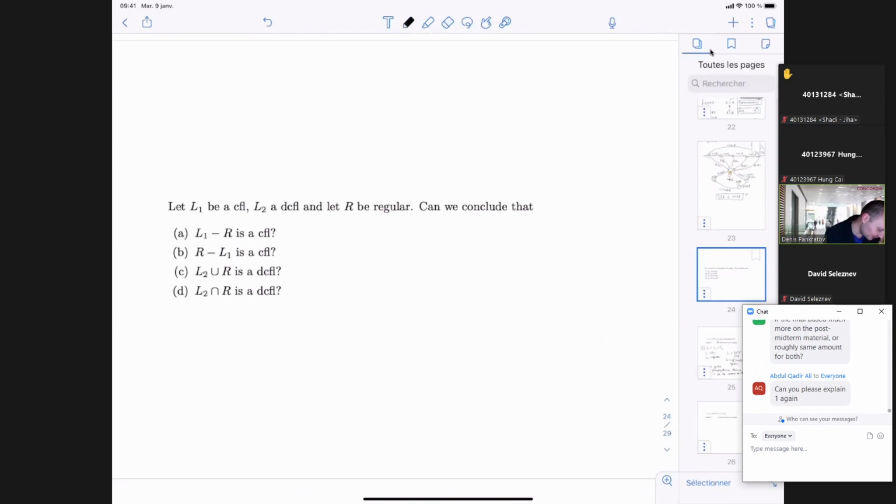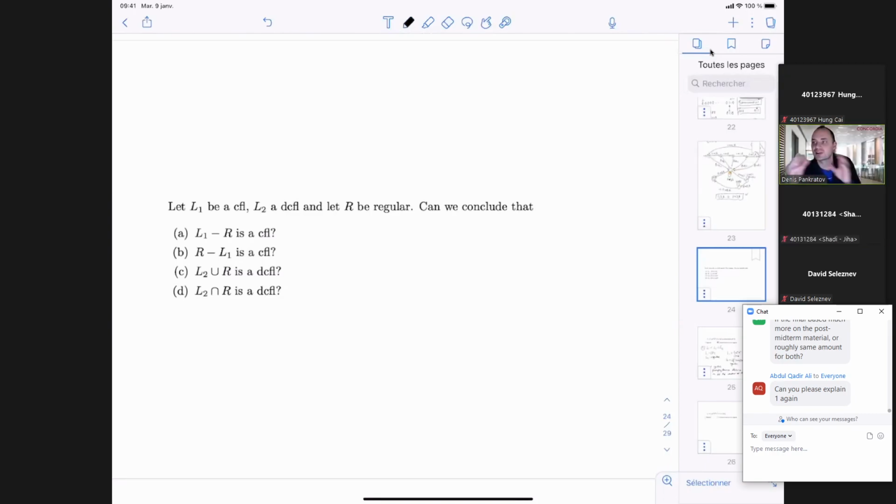Next, I want to briefly mention answers to these parts, but I see there are questions. Is the final based much more on the post-midterm material or roughly the same amount for both? It's a bit more on post-midterm material, but it also includes the material before the midterm and the combination. So now we can talk about intersection of a regular language with recursively enumerable, for example. So it's not a clear-cut division. Not every question is only about the first half or only about the second. Many of the questions involve both halves.